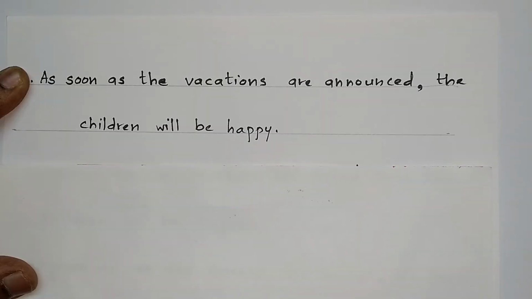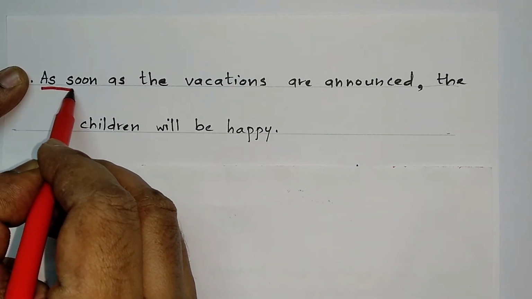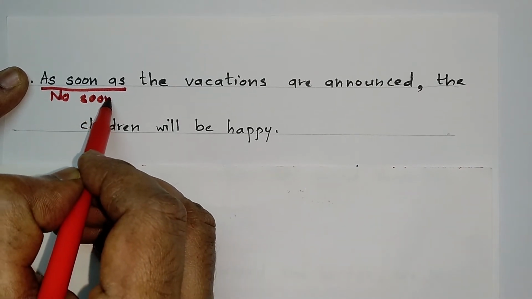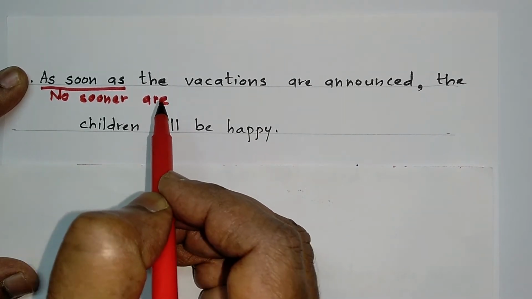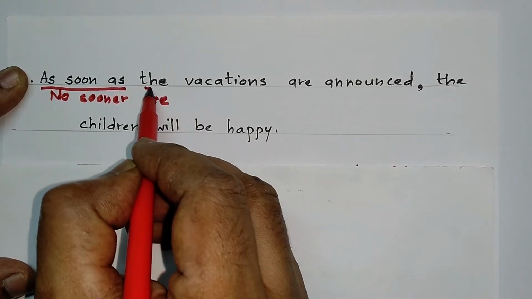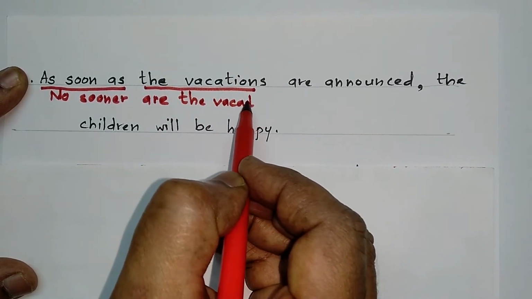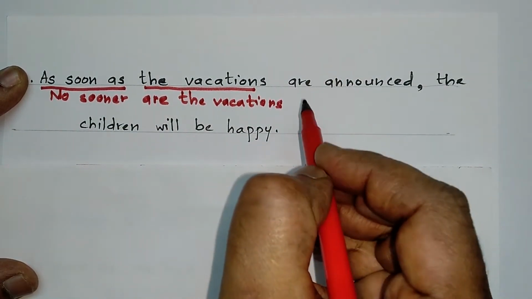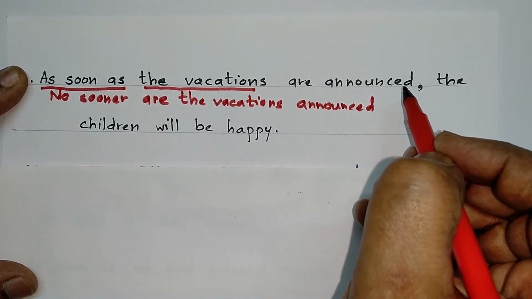As soon as the vacations are announced, the children will be happy. So we will replace "as soon as" with "no sooner". Add the helping verb. Here the helping verb is "are", followed by the subject. The subject over here is "the vacations". The remaining part in as soon as is "announced". So we'll add that, "announced". Replace the comma with "than".